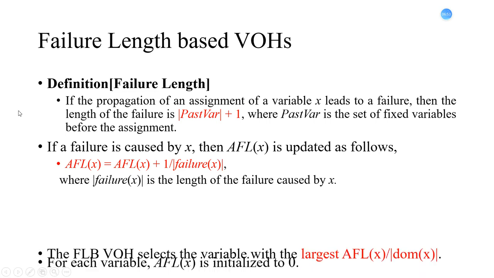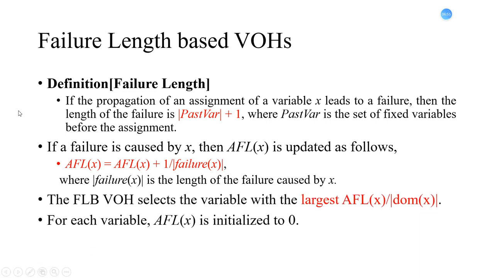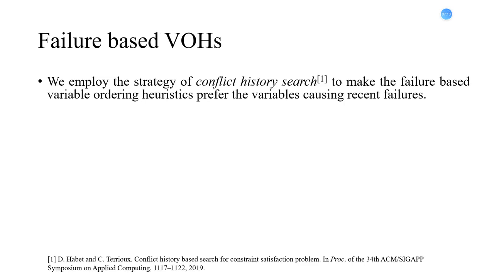And the failure length based variable ordering heuristic selects the variable with the largest AFLX divided by the domain size of X. And for each variable, AFLX is initialized to 0. We also employ the strategy of conflict history based search to make the failure based variable ordering heuristics prefer the variables causing most recent failures.